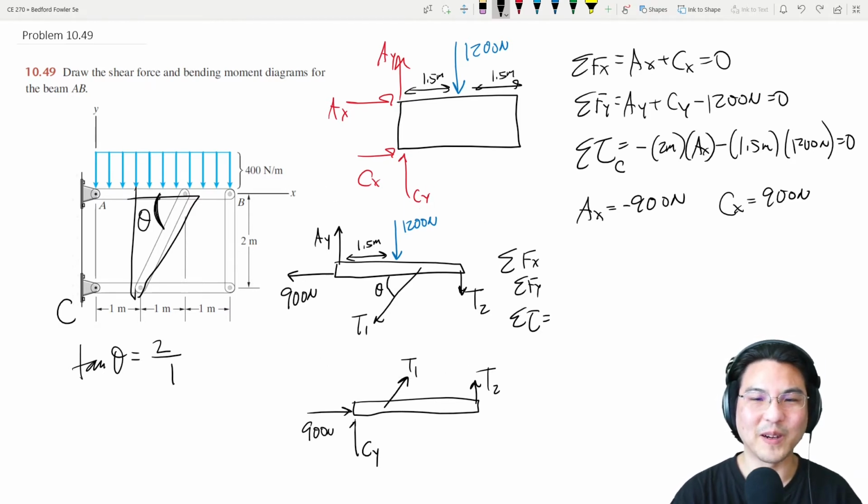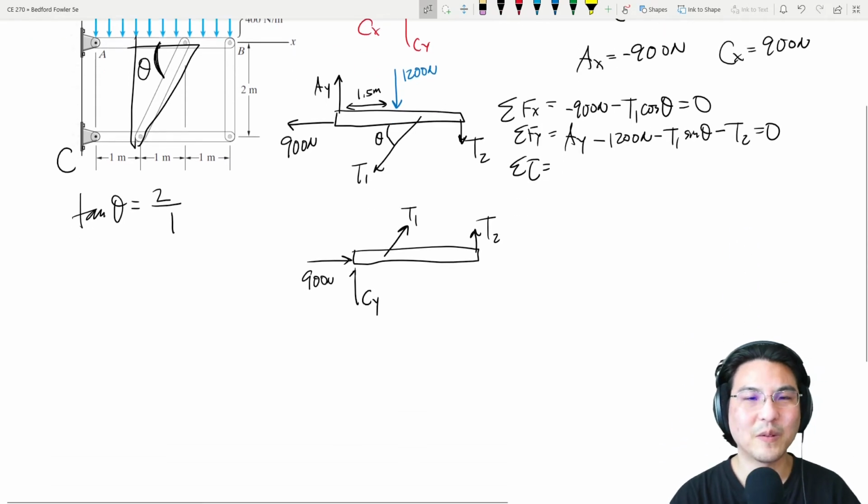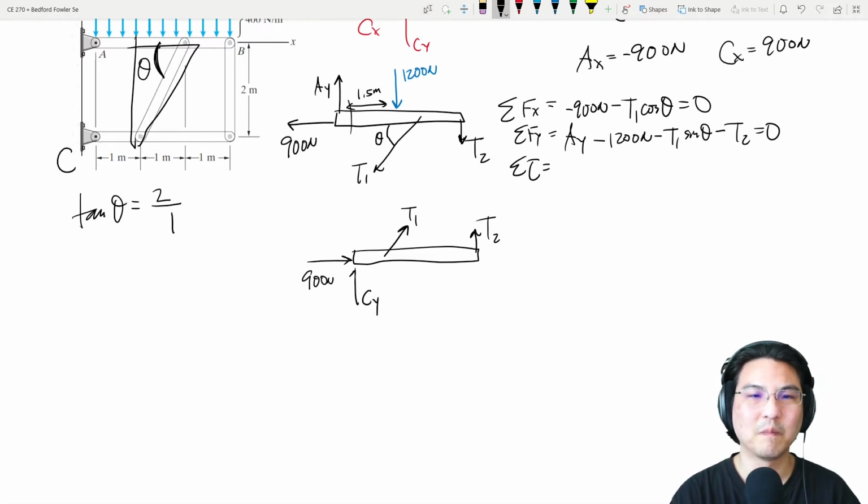So back to this free body diagram. In the x direction, we have minus 900 minus T1 cosine theta. And that's it. Okay, y direction, we have AY minus 1200 minus T1 sine theta minus T2. Okay, and then let's sum torque about wherever we feel like. How about over here?